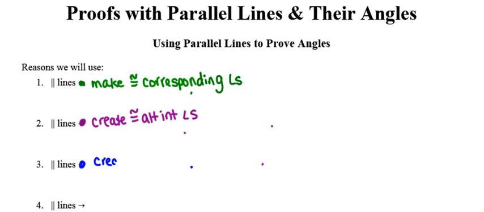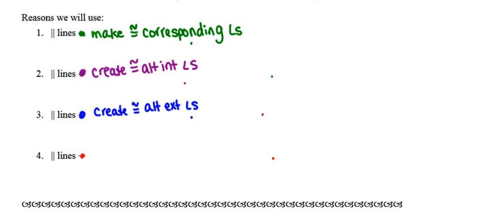Parallel lines also create congruent alternate exterior angles. So anytime you have lines that are parallel, you may conclude that the alternate exterior angles that are formed are congruent. And then lastly, parallel lines always make same side interior angles that are supplementary. So those are the angle relationships that you know hold true anytime you have a pair of parallel lines.